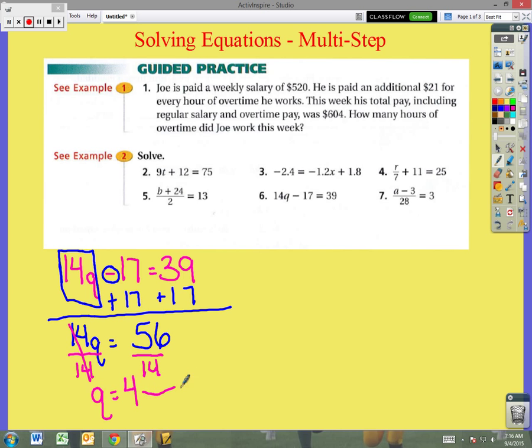Again, nice way to substitute in here. Check it quick. 14 times 4 is 56. 56 minus 17 is 39. Hey, I like it. All right.